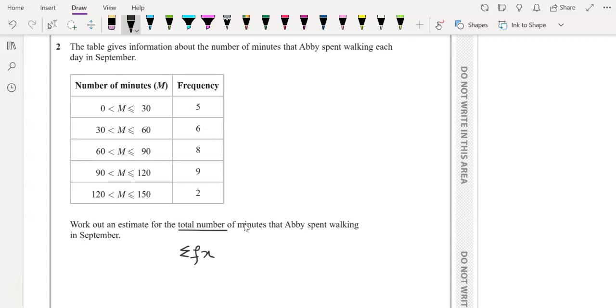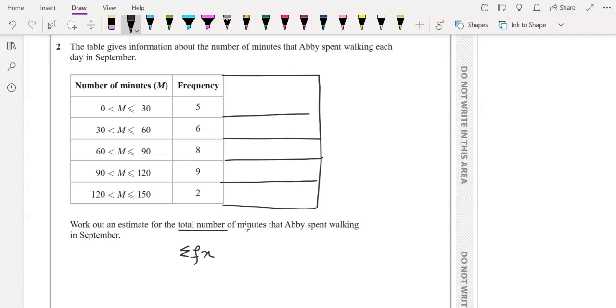So to find sigma fx, what we'll do is we'll add 2 more columns here, so that makes it a bit easy to show the calculation. So the first column will be x and the second column will be fx. Now x is the midpoint of the class. Now to find the midpoint of the class, we need to add the 2 limits and divide it by 2. So add both the limits of the class and divide it by 2. For example, if you want to find the midpoint of the class 0 to 30, add 0 and 30 divided by 2. So you get here 15.